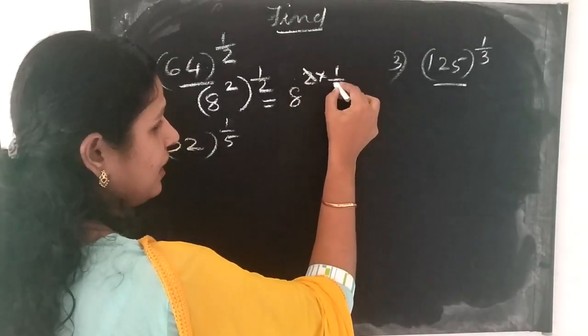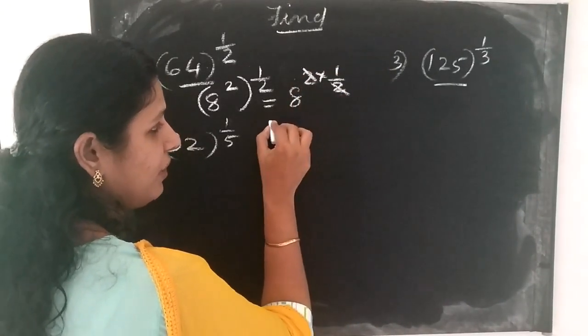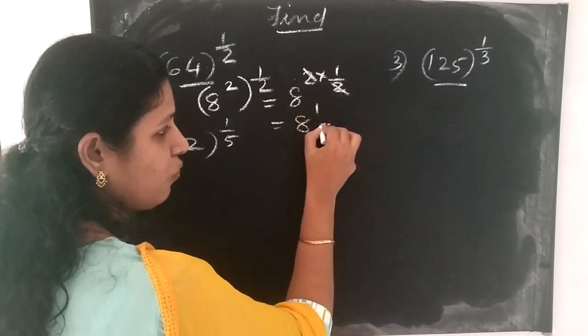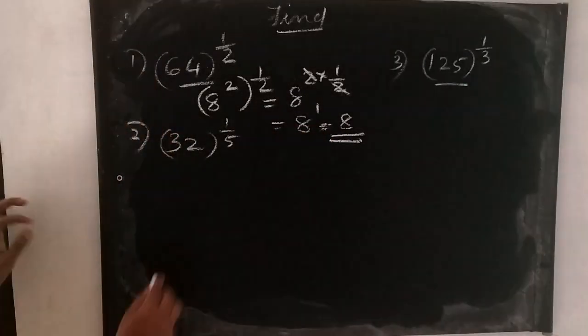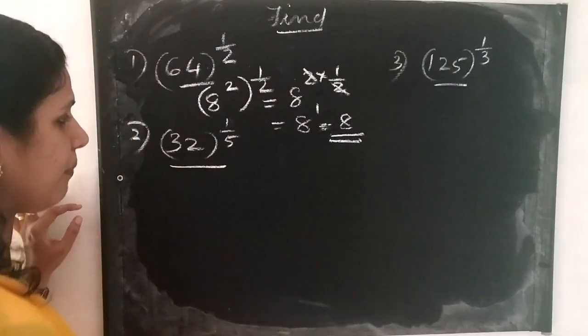Now these two 8s cancel each other. We get 8 raised to 1, which is 8. Okay. The next question is 32 raised to 1 by 2.